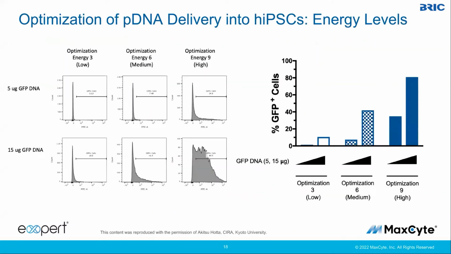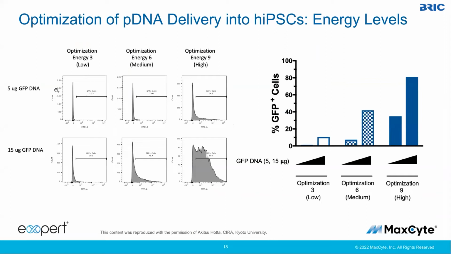This is an example of plasmid DNA delivery into iPSCs. It's a relatively small plasmid, about roughly 5 kb. So this is showing, again, the 3 different optimization energies from 3, 6, 9. And here you're seeing 2 different concentrations of DNA.